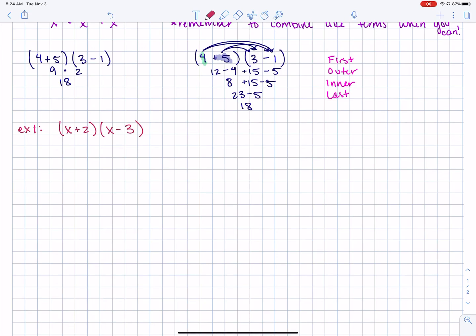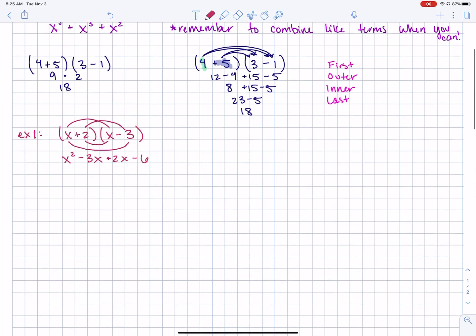All right, so the first thing that we need to do looking over here is our first terms, meaning x times x. And x times x is going to get me x squared. All right, then I'm going to do my outer terms. I'm going to do x times negative 3. So it's negative 3x. Inner terms, 2 times x, positive 2x, and 2 times negative 3 is a negative 6.